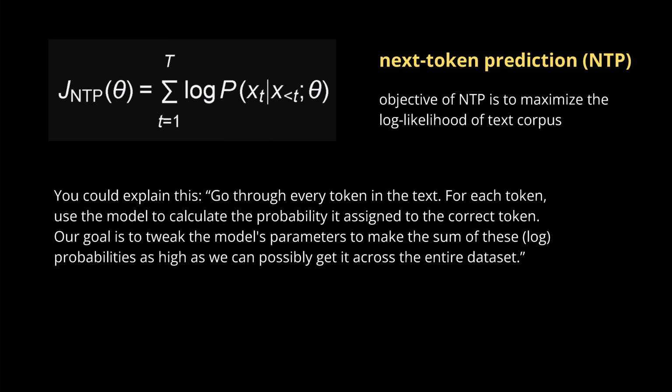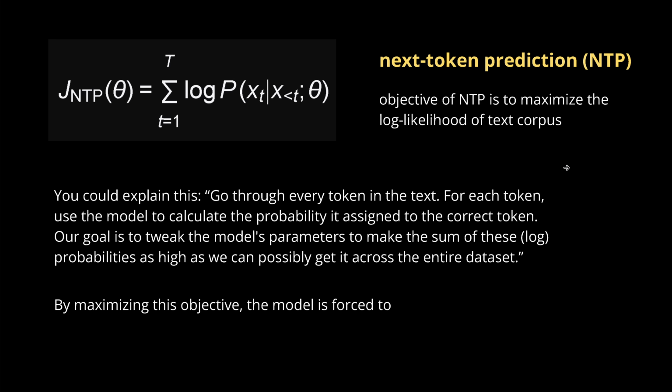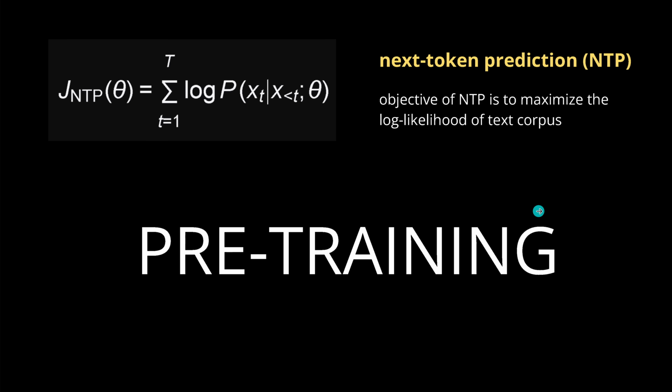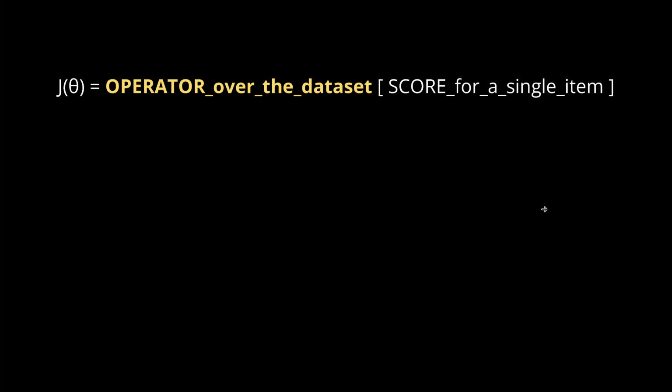Now, as a human, you could say this formula expresses more or less the following. You go through every token in the text that you're given to learn, and for each token you use the model to calculate a particular probability it assigns to the correct token. The goal is to tweak the model's parameter theta to make the sum of these log probabilities as high as we can possibly get it across the entire training dataset. And then we achieved it, because we have trained an LLM with the parameters theta to do the prediction of the next token. By maximizing this objective function, the model is simply forced to learn the intricate patterns of the human language to become an excellent predictor of the next token. That's it, and that's how we do the pre-training of almost all our AI models.